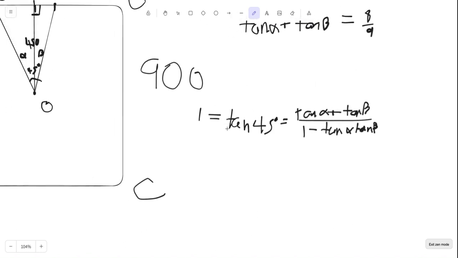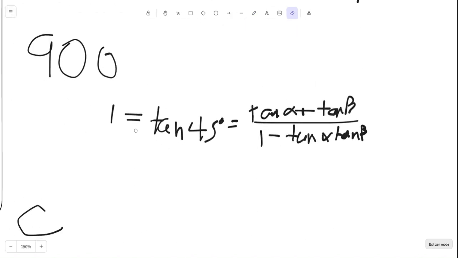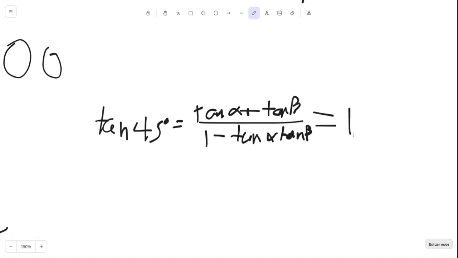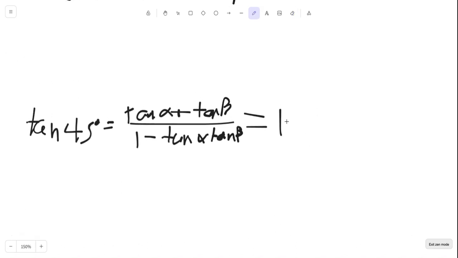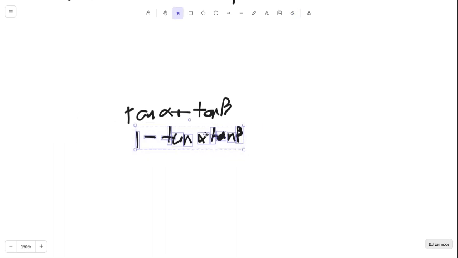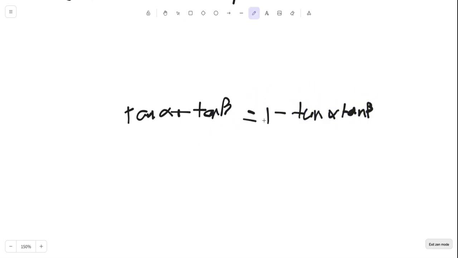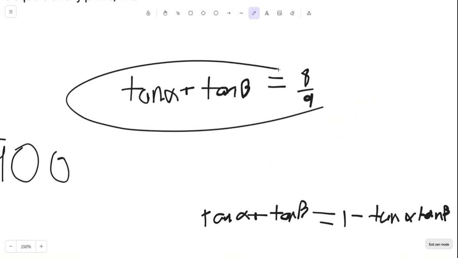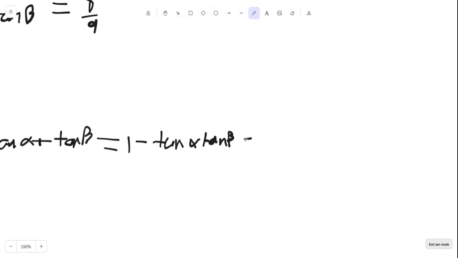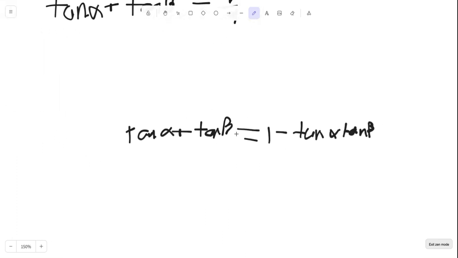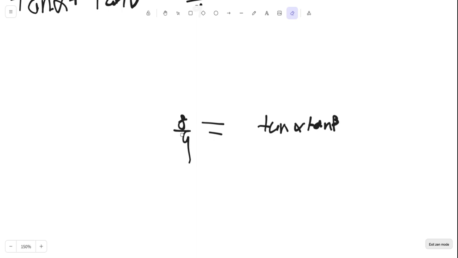Alright. If this is equal to 1, that gives us that the denominator is equal to the numerator. And we already have this exact expression over here, so both of these are equal to 8/9. Subtract both sides from 1: 1/9 is equal to the product of these.